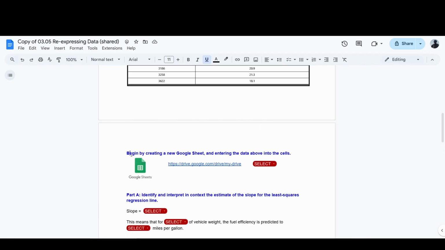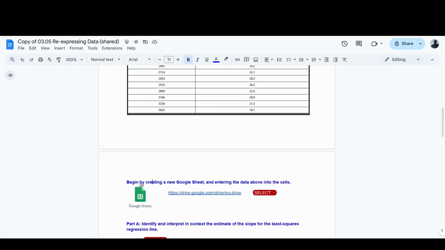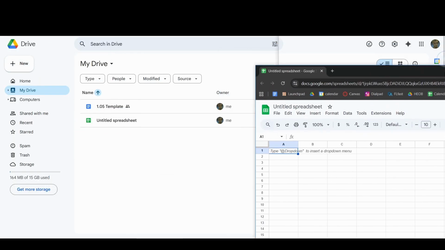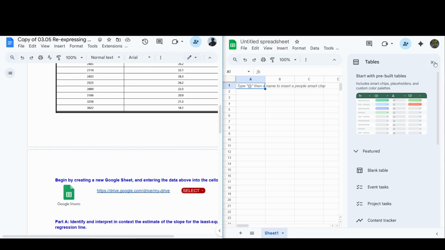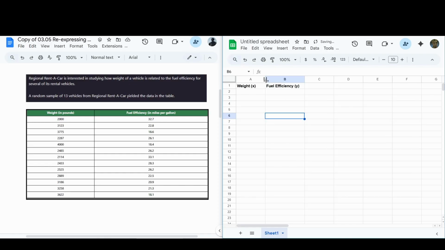Our next step is going to be to create a new Google Sheet, and we're going to enter this data into those cells. This is going to be a lot easier than doing this by hand. Let's go ahead and do that. I'm just going to click New Google Sheet. The best way to do this is to open this in a different window, side by side, so that we're not flipping back and forth. It makes it a lot easier to type this in. We're going to make the spreadsheet do most of the work for us, because if we do this by hand, it's going to take a very long time.